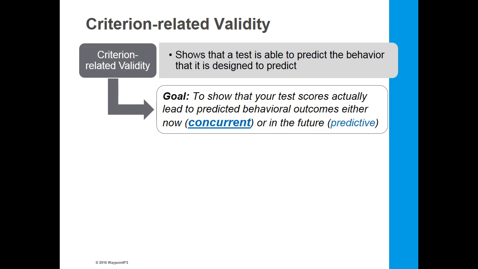Predictive just means that we would administer the assessment today, and then we would follow the group of people that we administered the assessment to, employees, let's say, and then maybe a year later we would look at their job performance and see if it corresponds to the scores that they obtained on the assessment.